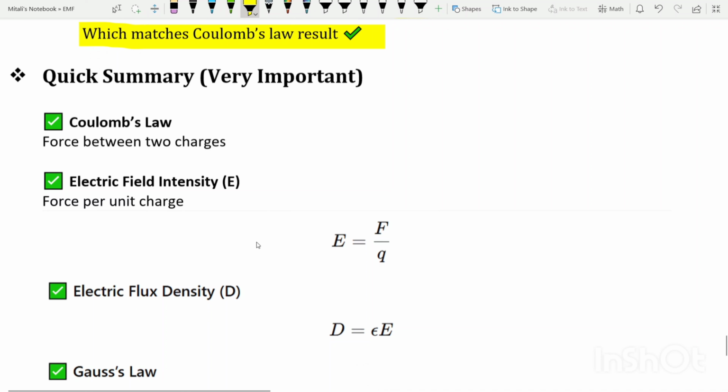Common mistakes students make, so let's avoid these mistakes that cost marks: forgetting the direction of electric field, confusing E and D, taking wrong Gaussian surface, assuming outside charges affect flux, not checking symmetry before applying Gauss law. Always check symmetry first. So let's take a quick summary.